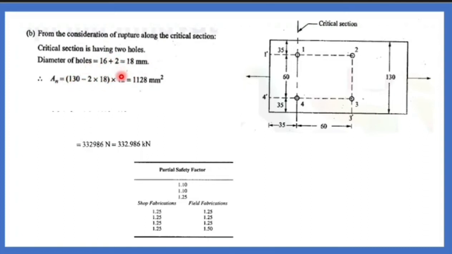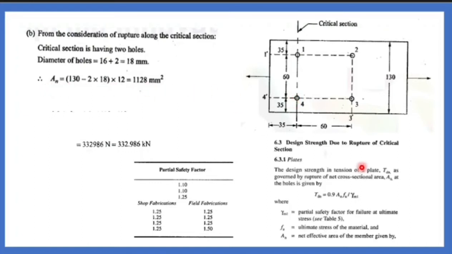Width into depth will give you the net area. What is gross area? Without considering the holes. What is net area? After subtracting the hole diameter, the area is known as net area. I have the formula here. Now you know the An. What is Fu? 410, they have given in the data.